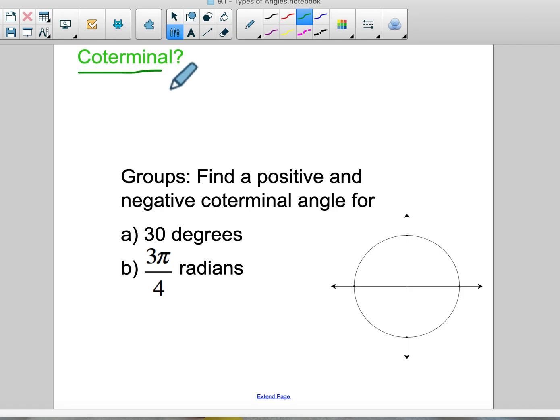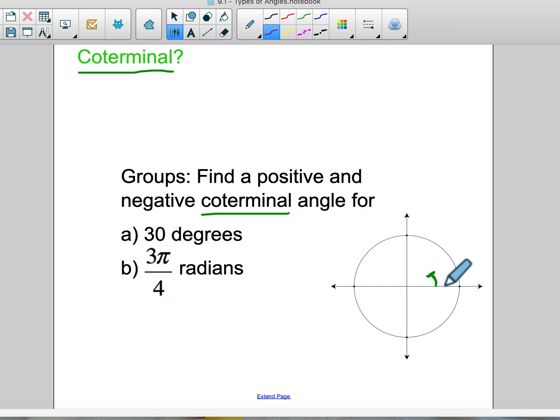Coterminal is another thing you might be asked for in the homework. So coterminal: find a positive and negative coterminal for 30 degrees. So this is 30 degrees, right? This angle right there would be like 30 degrees. Let me do that again. We'll just kind of draw it like this. All right, that's about my 30 degrees. So I want to find another angle, coterminal, right? It also terminates at that same spot. Different angle, but one that's coterminal.